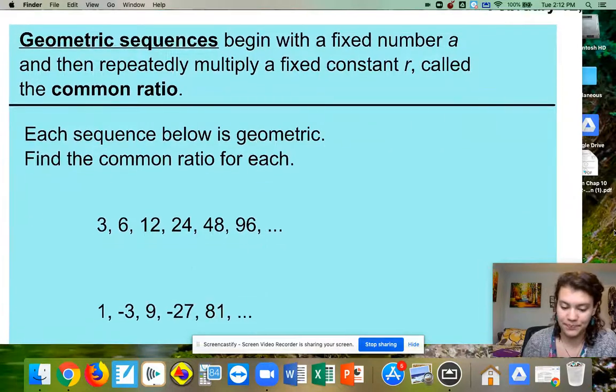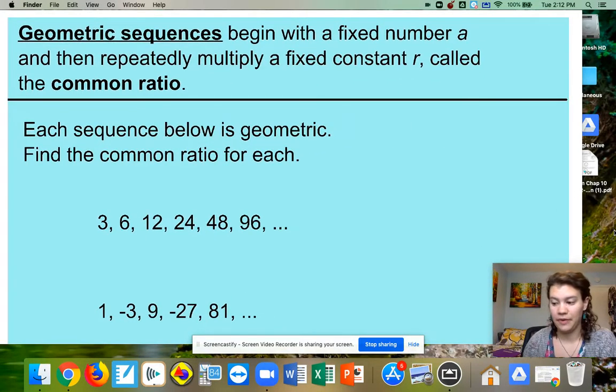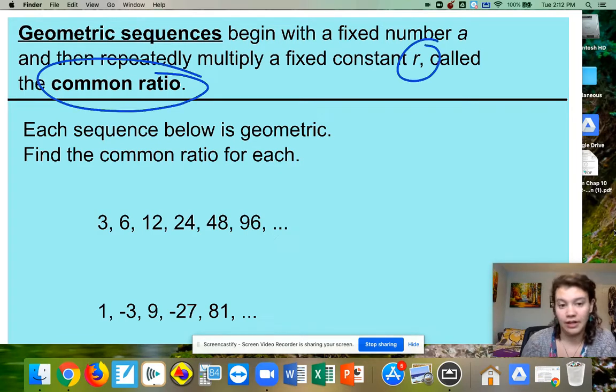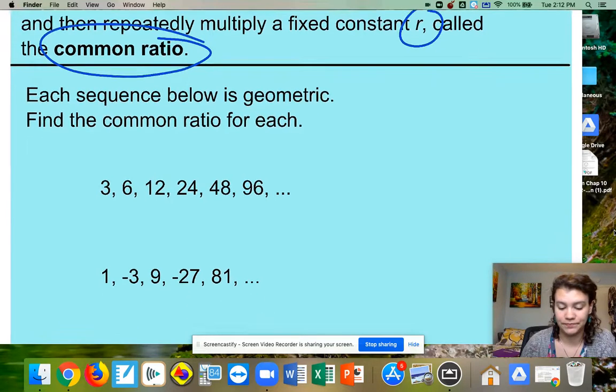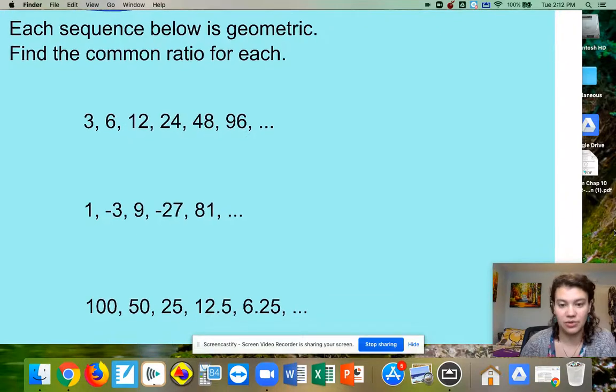All right, next type. Geometric sequences still begin with a fixed number, but then you are multiplying by something over and over again instead of adding. So with arithmetic, you're adding 4, adding 4, adding 4. Geometric, you'd be multiplying by 2, multiplying by 2, multiplying by 2. What you're multiplying by is called the common ratio, and we represent it with an r. So for these sequences, go through and figure out what your common ratio would be.